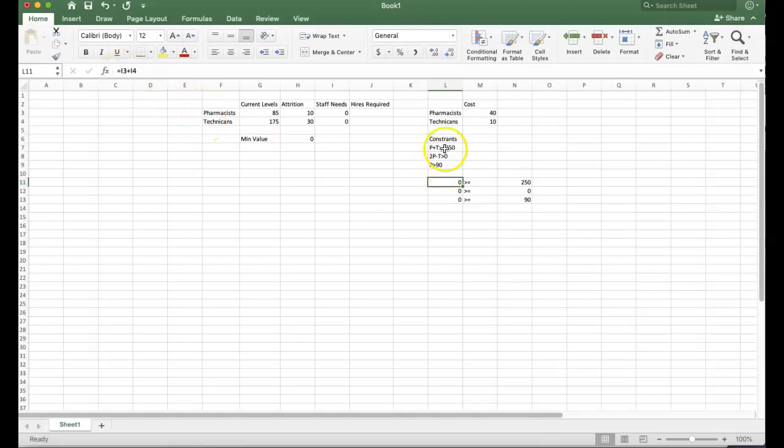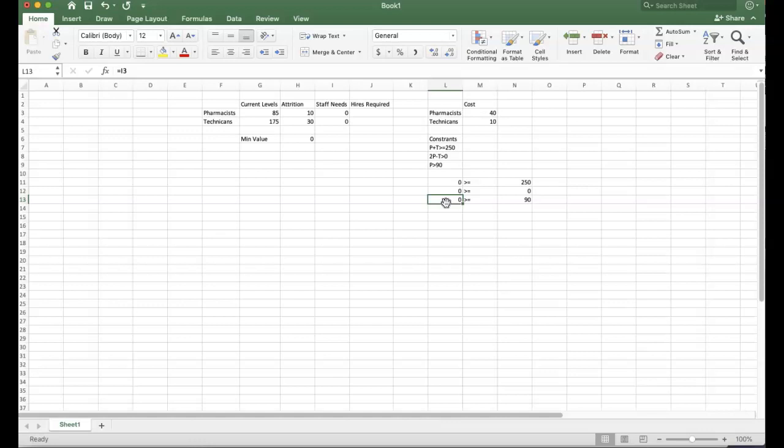The first one is P plus T has got to be greater than or equal to 250. My next one is 2 times the pharmacist minus the technician should be greater than or equal to 0. And then our last one is that we should have 90 pharmacists, because that was one of the requirements that we need to have.